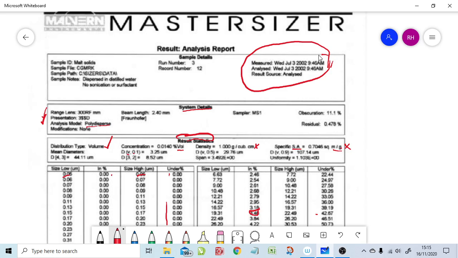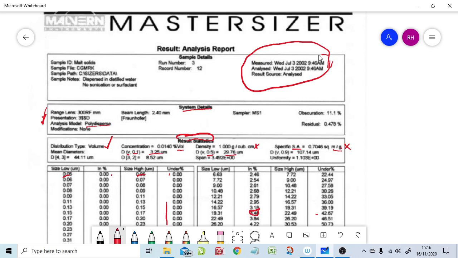The 0.1 is the 10% value. So in other words, 3.25 microns, 10% of the volume of the distribution, or mass of the distribution, is less than 3.25 microns. 50%, or the 0.5 value just there, is less than 29.76 microns. Okay, well that is an average value, because that is the median value. So the median value of these particles is 29.76 microns.